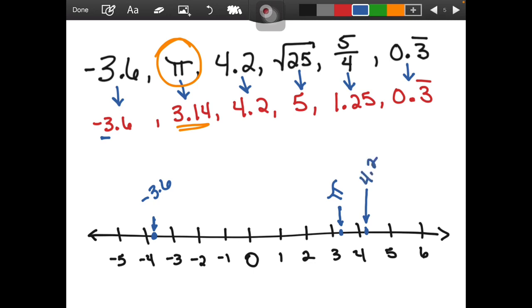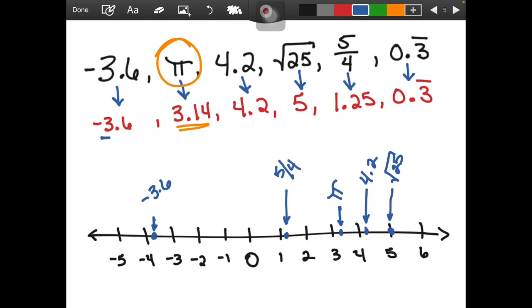Okay, next one, square root of 25, we said was 5. So again, 5 would be $5. It is going to go right on the 5. And again, I'm going to put square root of 25, just like we discussed. Next one, 1.25. Again, $1.25. I know the $1.25 is going to go right over here by the dollar. And again, I'm going to put the 5 over 4 so I remember it.